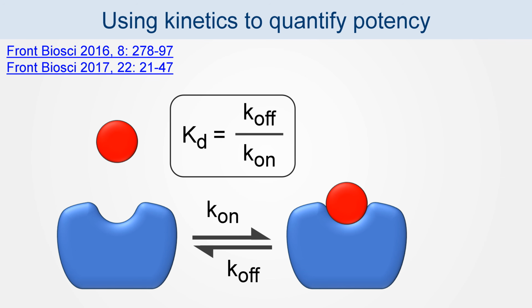The best solution to the equilibration issue is to abandon the attempt to reach equilibrium and instead measure the kinetics of binding. The kinetics are the association and dissociation rates, K on and K off. The trick here is we can calculate affinity from these rates. KD is simply K off divided by K on.